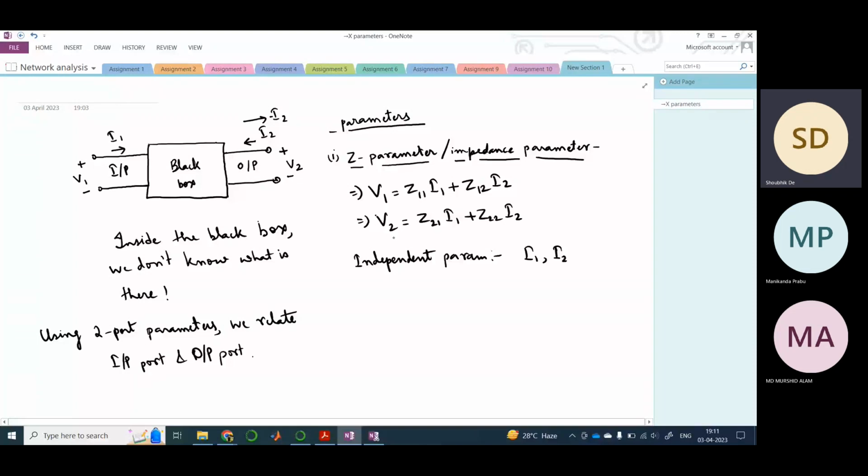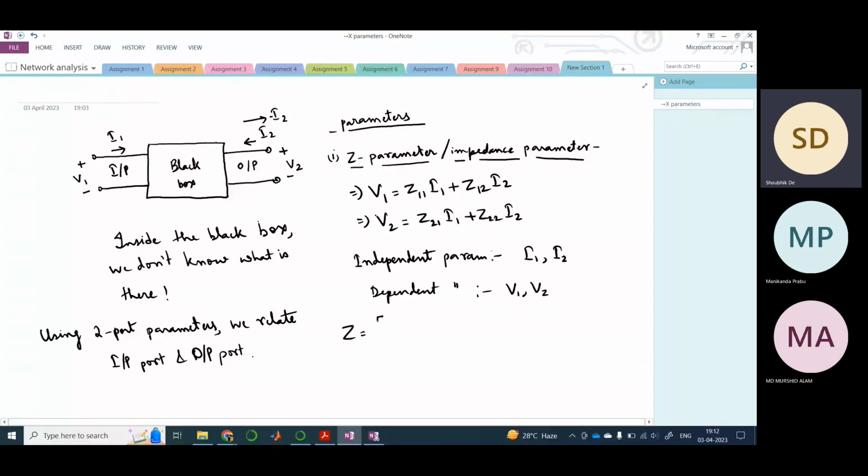V1 is this and V2 is this, where the independent parameters are I1 and I2. I hope you know what we mean by independent parameter. I1 and I2 are basically controlling these equations, right? So we have to know I1 and I2 to know the value of V1 and V2. That is why these are independent parameters, and the dependent parameters are V1 and V2. So this is the equation. Therefore, here we need to determine the Z matrix.